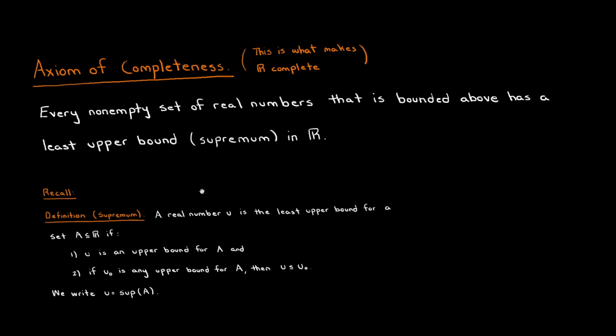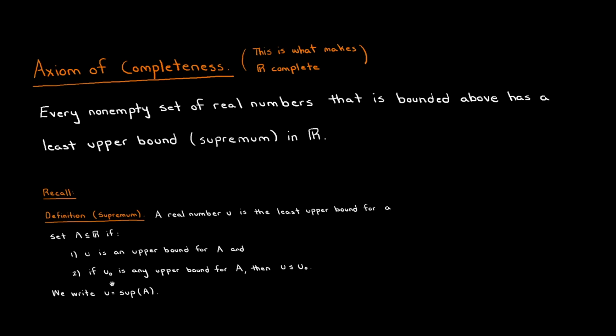In case you have forgotten what the supremum or least upper bound is, you can check out my previous video which explains all about these concepts, but I will do a quick recap here. So the definition of a supremum is the following. A real number U is the least upper bound for a set of real numbers A if it satisfies the following two properties. Number one, U must be an upper bound for A. And number two, it should actually be the best or the tightest upper bound. It should be the least upper bound.